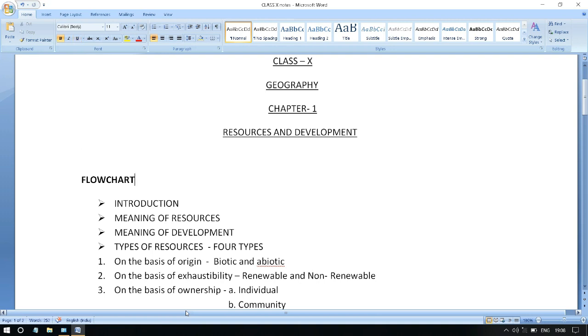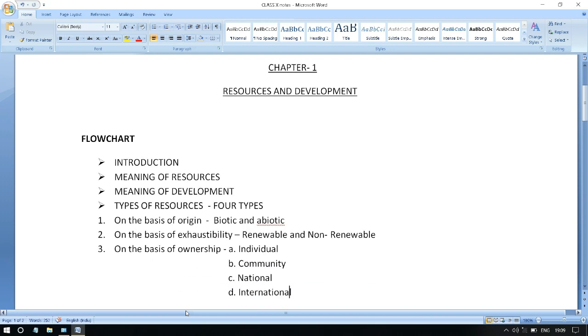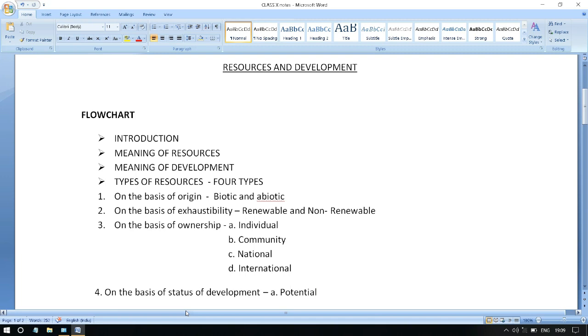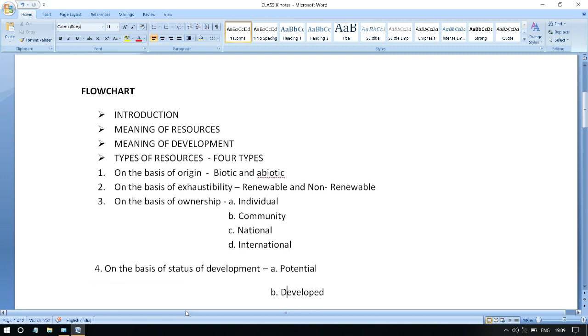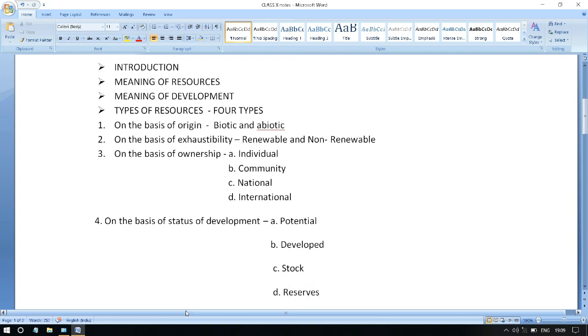Now see, on the basis of ownership, we have a total of 4 types. First is individual, second community, third national, and fourth international. Now the fourth basis is status of development. Again we have 4 types, students: potential, developed, stock and reserves.